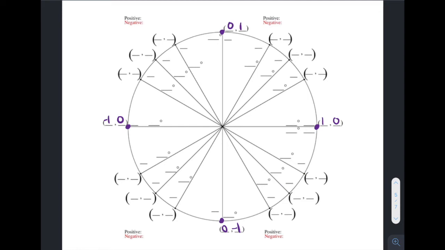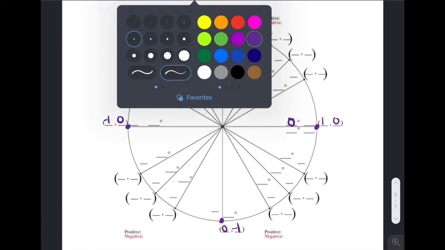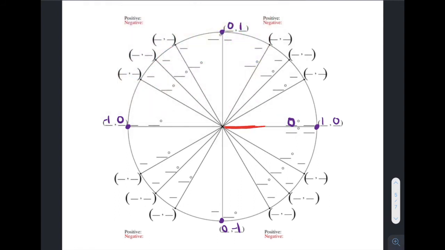Now, in addition to that, we'll talk about degrees next. We know that all angles are measured from this line. So this line is technically 0 degrees. This, which I'm going to put as a red line, is where all angles start, right? That's where we start measuring angles from.